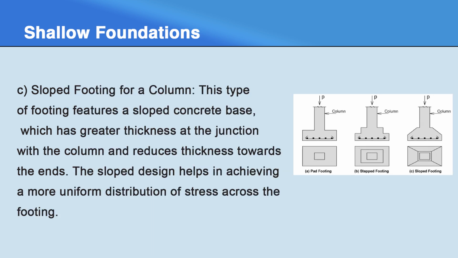Then the next is sloped footing for a column. This type of footing features a sloped concrete base which has greater thickness at the junction with the column and reduces the thickness towards the end. The sloped design helps in achieving a more uniform distribution of stress across the footing.